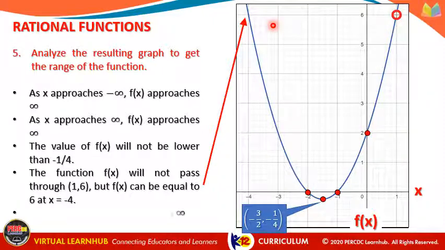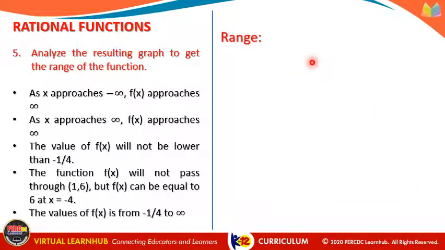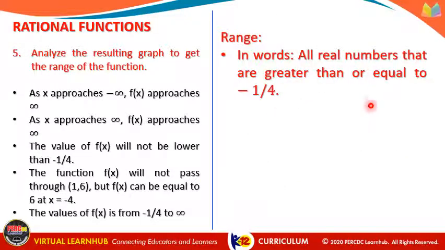Okay? So, the values of f of x is therefore from negative 1/4. So again, walang bababa sa negative 1/4. So magmula negative 1/4 hanggang sa positive infinity. So yun yung possible values ng f of x natin. From here up to positive infinity. Okay, let's now state our answer. So the range is all real numbers that are greater than or equal to negative 1/4.